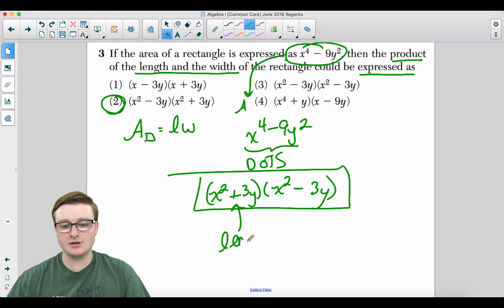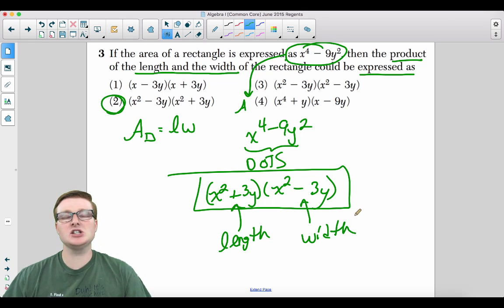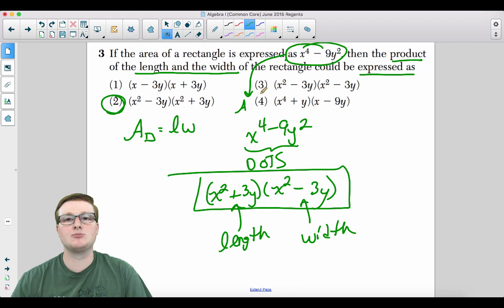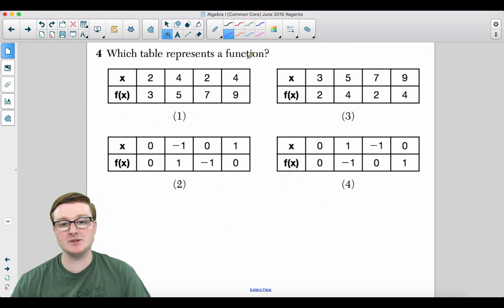This could be your length, and this could be your width. They're basically just saying, here's the area, break it down into two products of length and width. That's basically all it's asking. Not too bad. Number 4, which table represents a function?